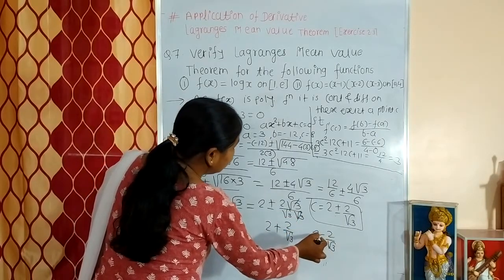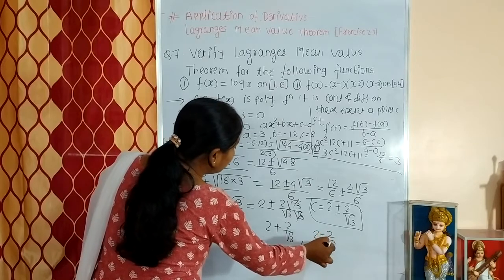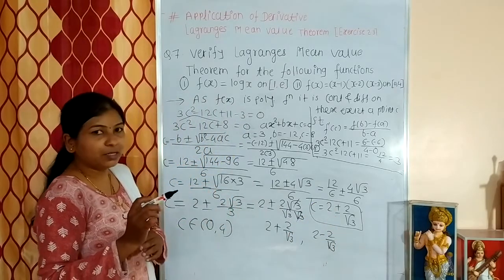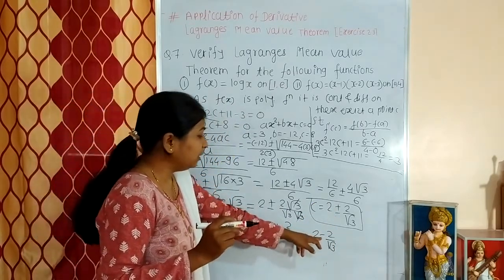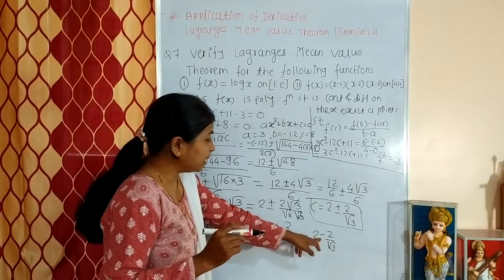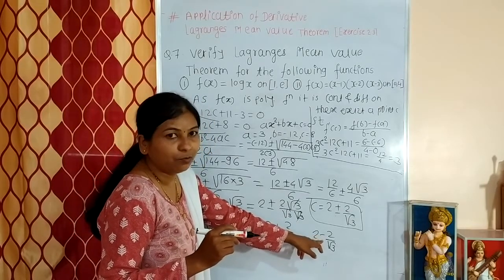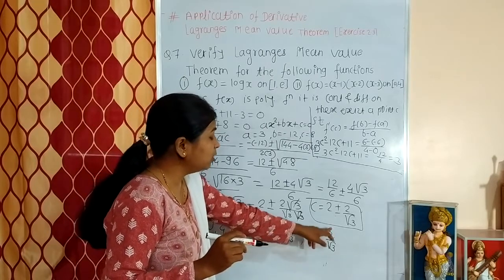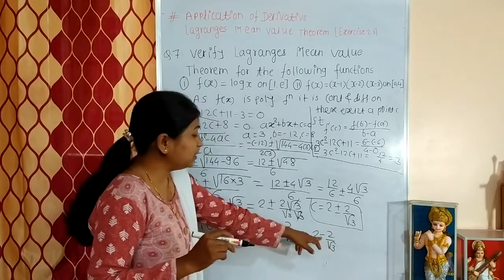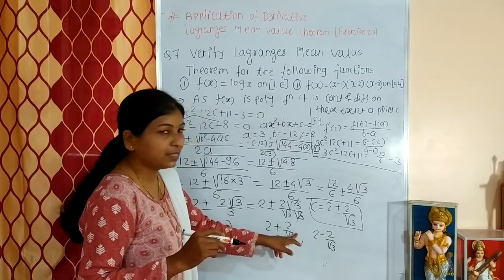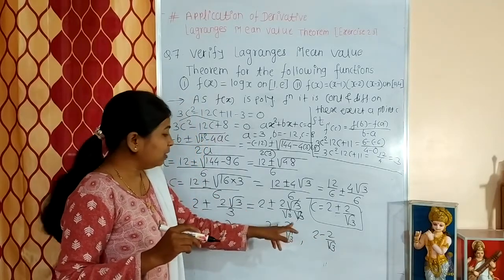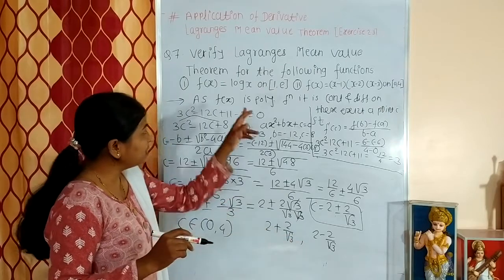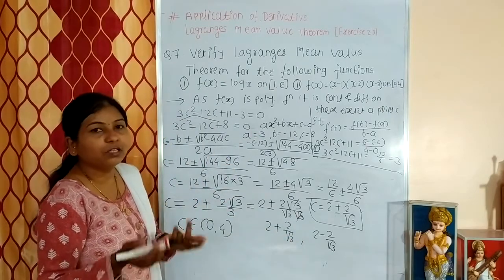And again, 2 minus 2 upon root 3. Root 3 means 1 point something. If we subtract that, then this is greater than 1. Okay, this is greater than 0. Okay. 2 minus 2 upon root 3 is greater than 0, and this value is less than 4. Then both values of C lie in the open interval 0 to 4.